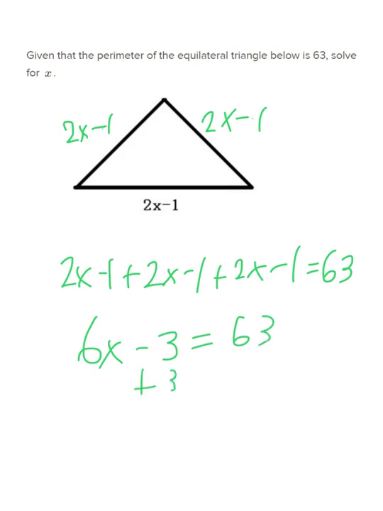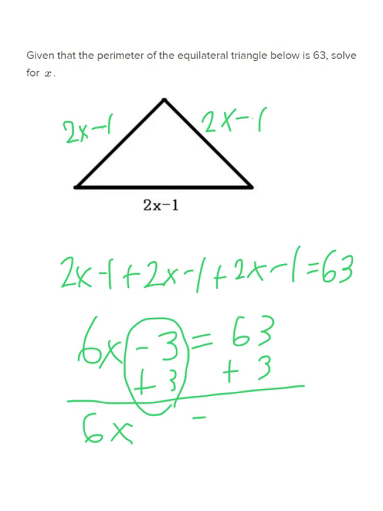Add 3 to both sides, because that's the opposite of subtracting 3. And I get 6x. This much right here is 0. Equals 66. Divide both sides by 6, and I get x equals 11. So the value for x is 11.